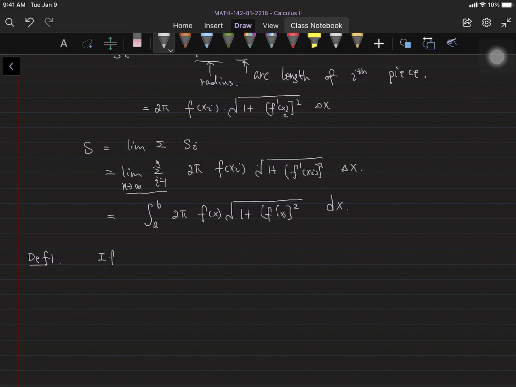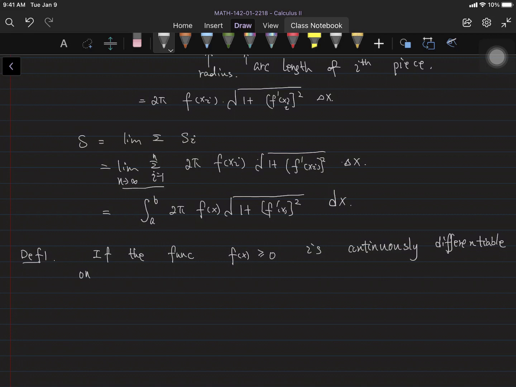Okay, so firstly, the function has to be positive. The function f(x) is greater than 0 and is continuously differentiable. Usually when we say continuously differentiable, it means this surface is smooth. Here we don't talk too much about the theoretical thing, but that's the meaning.